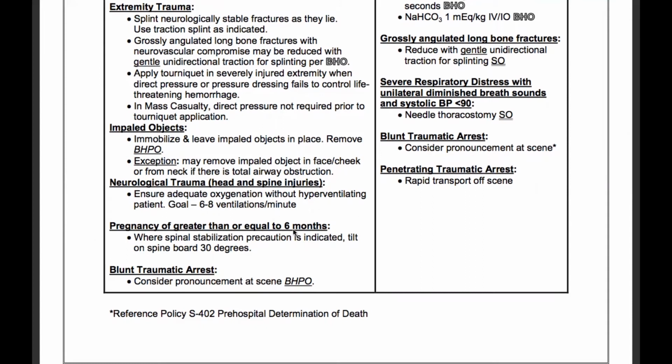Pregnancy of greater than or equal to 6 months, where spinal stabilization precaution is indicated, we tilt the spine board 30 degrees. Now that's 30 degrees laterally, not vertically. Blunt traumatic arrest, we consider pronouncement at scene per base hospital physician order. It's always a good idea just to get ALS involved if you are on scene of a blunt traumatic arrest and ALS is not there already. And we'll reference S-402, pre-hospital determination of death, for further information.